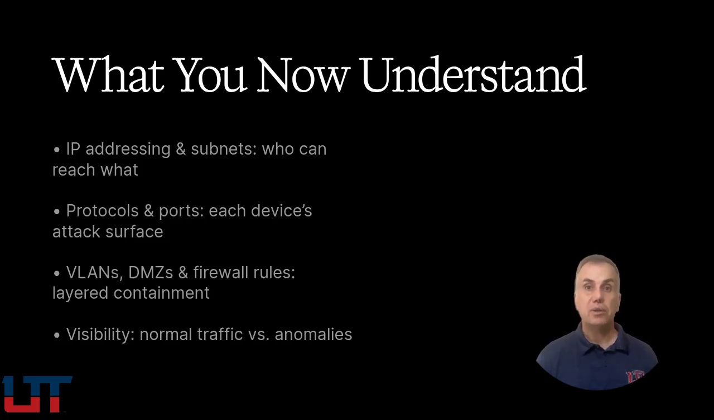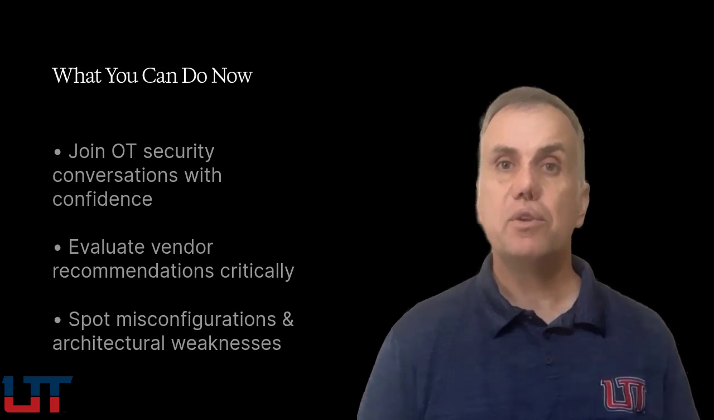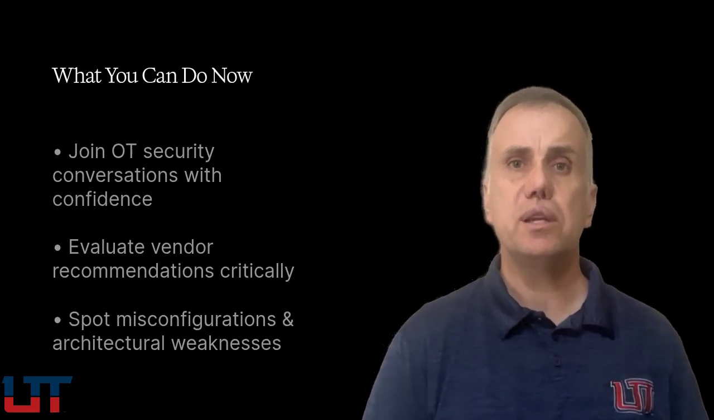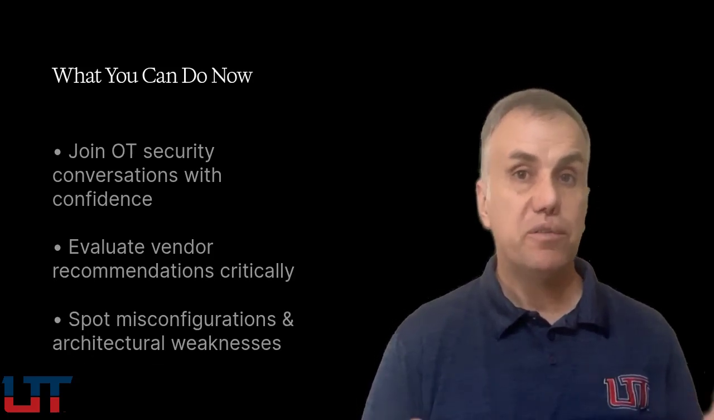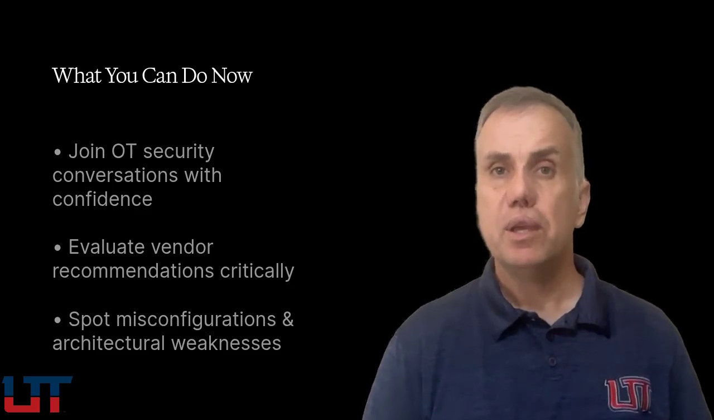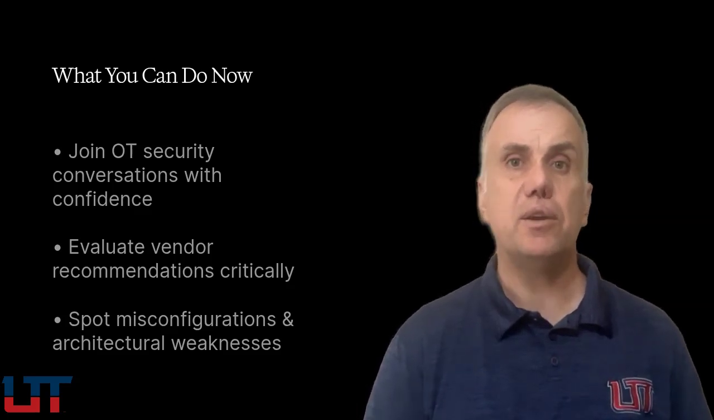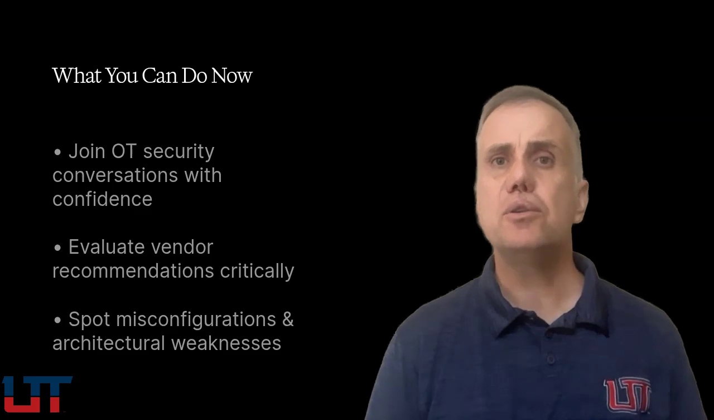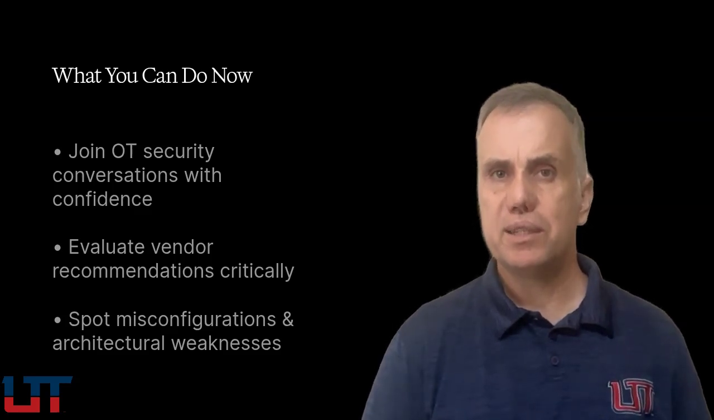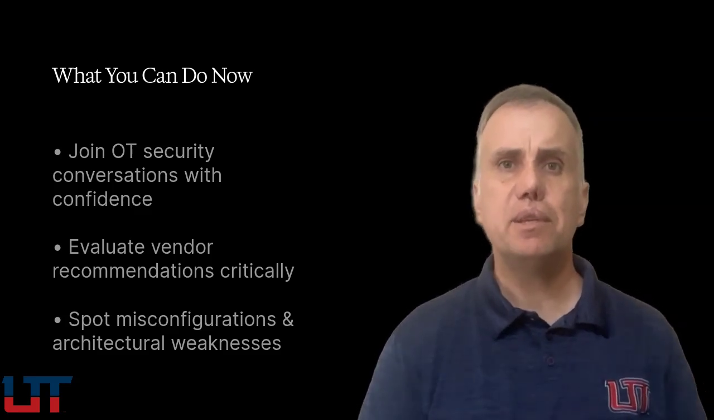You understand how to see what's on your network, what traffic patterns are normal, and what anomalies look like. And you understand how real attacks move through these environments and which controls stop them at each step. That's a different set of capabilities than you had before Module 1. The concepts in this course give you the foundation to participate in security conversations about your environment, to evaluate vendor recommendations critically, to identify misconfigurations and architectural weaknesses, and to understand why security requirements exist rather than just accepting them as compliance overhead.